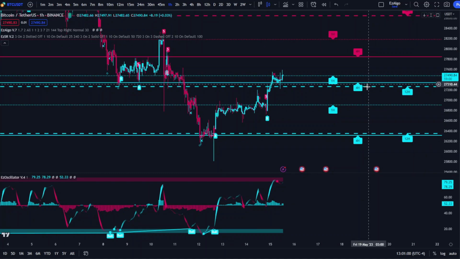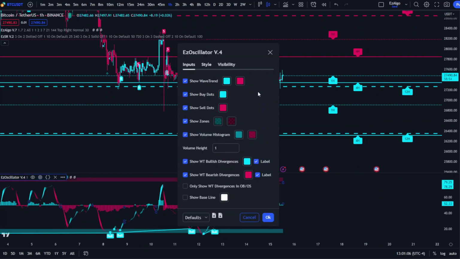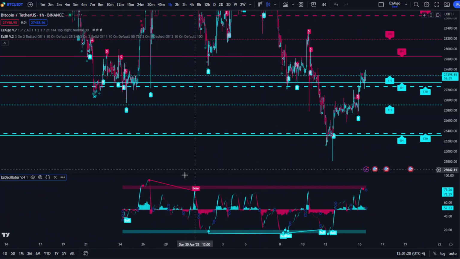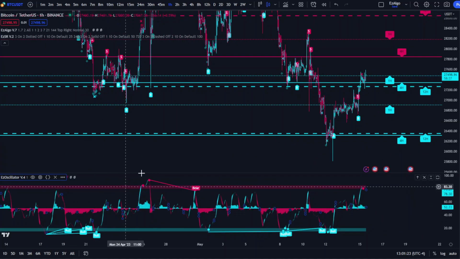All right, now that we have the SR settings optimized, let's head into the EzOscillator V4. Now, I like to keep this default. So every setting on here is what you should use 100% of the time. The only thing that you can change, this is totally your personal preference, is to only show wave trend divergences in the overbought and oversold zones. What that will do is mitigate some of those smaller divergences.